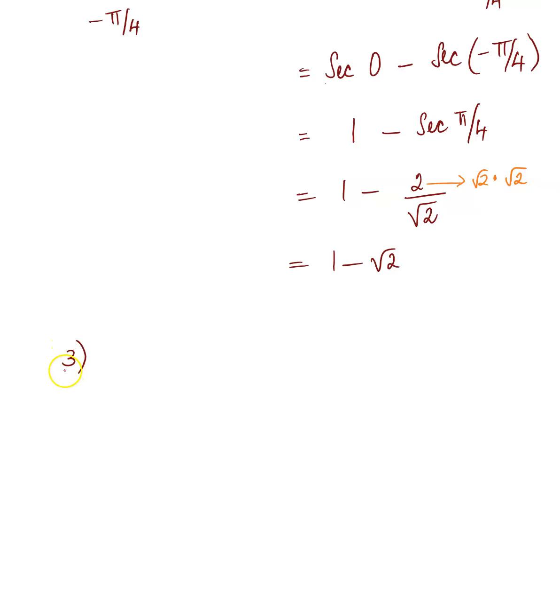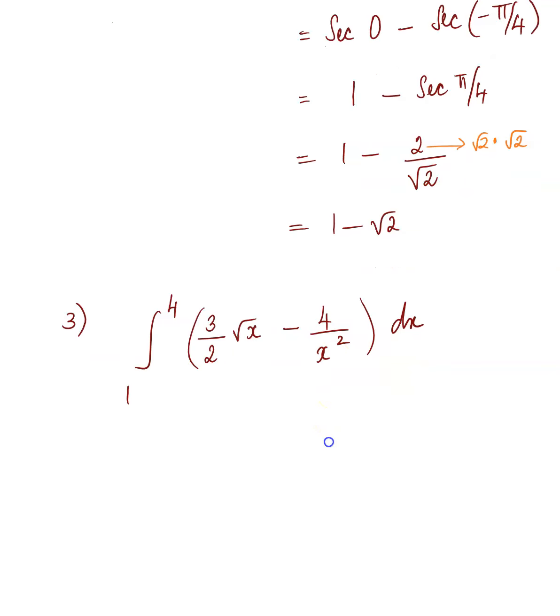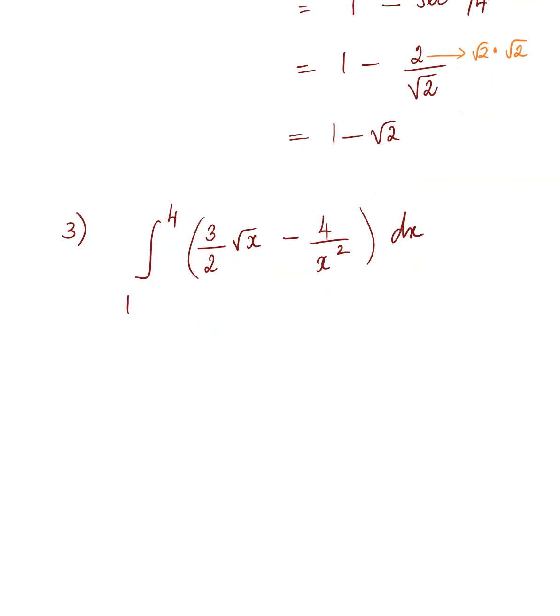We'll go for the third one. The integral from 1 to 4 of 3 over 2 square root of x minus 4 over x squared, whole thing dx. Okay, so once again, you can think in terms of the reverse order, or you could use our integration rules, right? Forget about the 1 to 4 for the moment. I can split it up like this, isn't it? You can even keep the 4 outside and do 1 over x squared dx. So I could have done that here too.